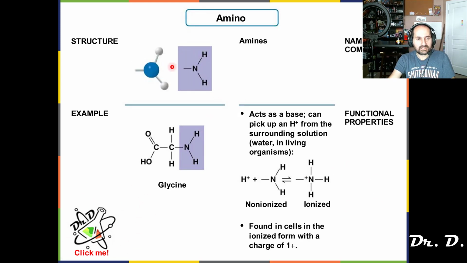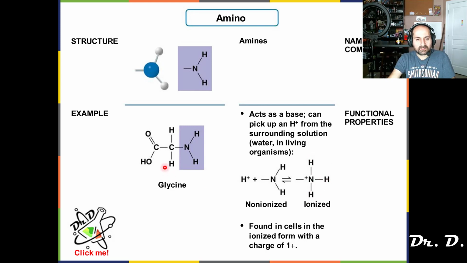Amino groups look like this. You have N with two H's, okay? Nitrogen attached to hydrogens. If we look here, amino groups are basic functional groups. You know why? Because if you put an amino group or a molecule like glycine into water, look what it does. It takes a proton from the water and it holds on to it. So this becomes NH3 plus.